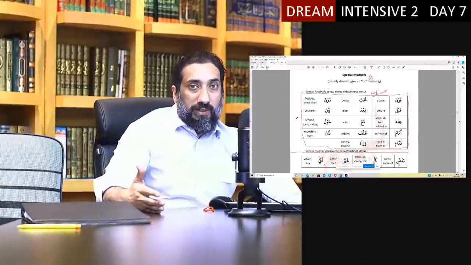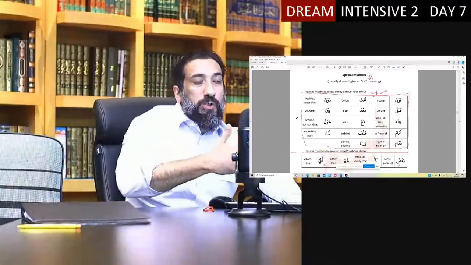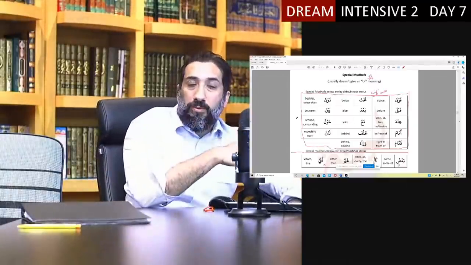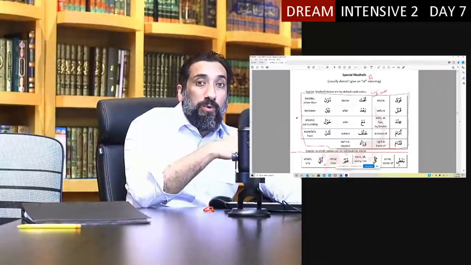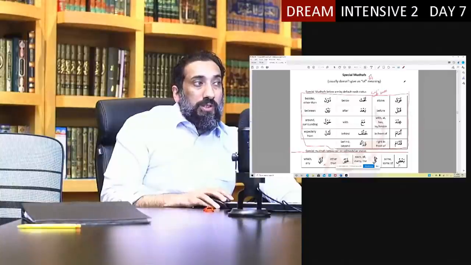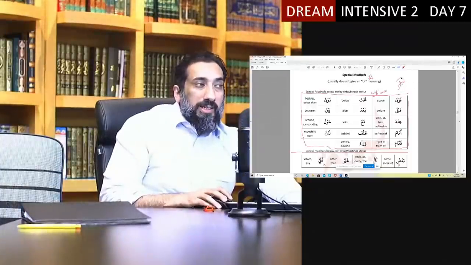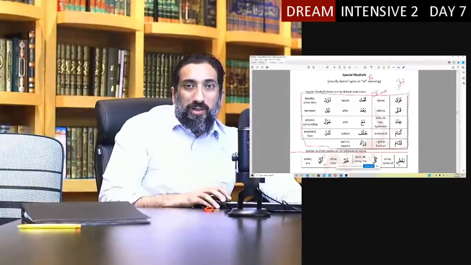And when you remove the mudaf ilayh from being mentioned, this word's way of telling you that there was supposed to be a mudaf ilayh here, but it's been removed, is that it becomes non-flexible. You see, the nasab version of it is qabla. The jar version, if there's a harf of jar before it, would be qabli, right? Technically, you wouldn't have the rafa version because the word before is never going to be a doer. So you're not really going to have the rafa version practically.